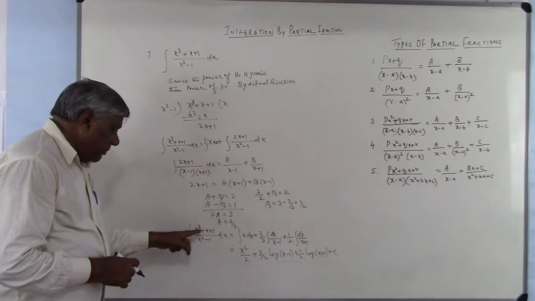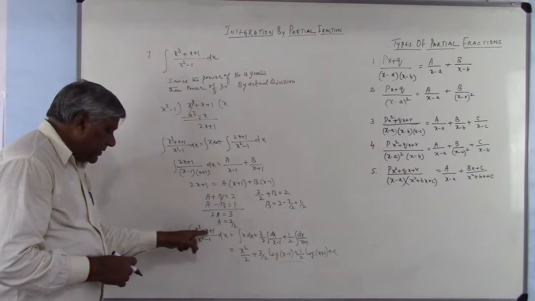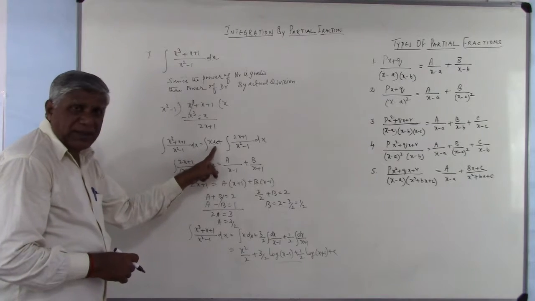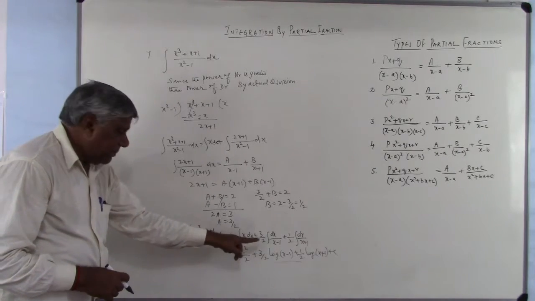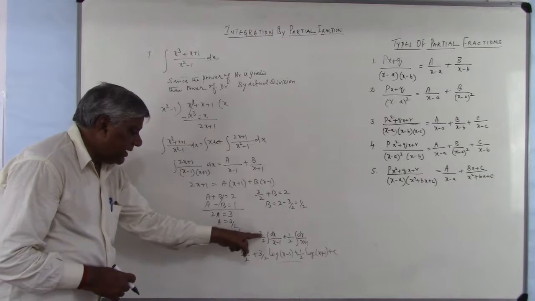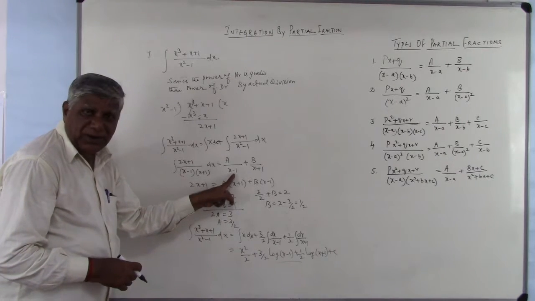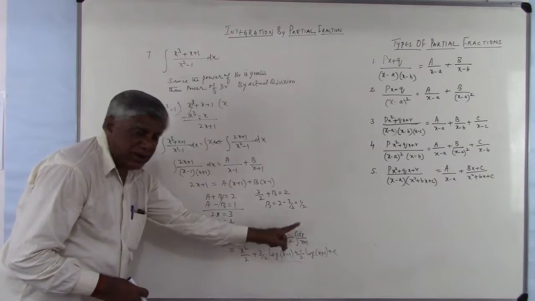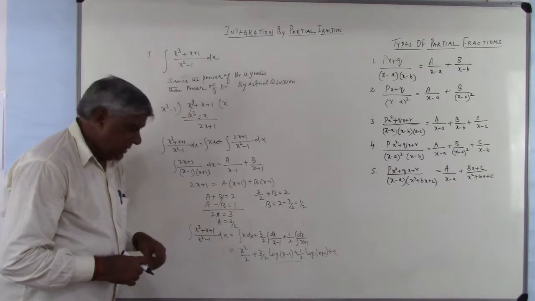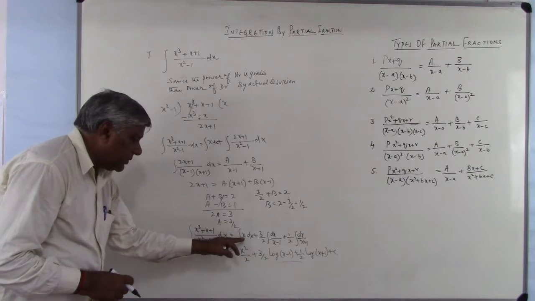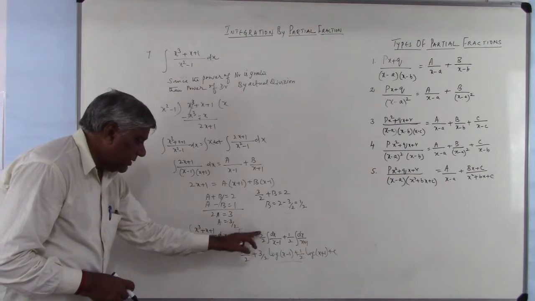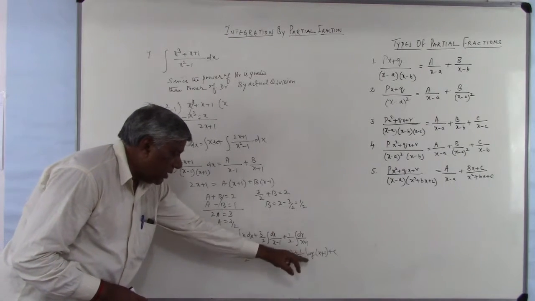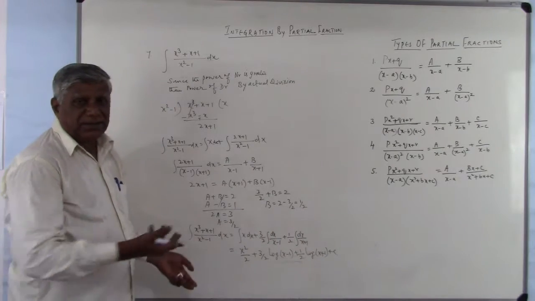So therefore your problem becomes like this. Integral x cube plus x plus 1 divided by x square minus 1 into dx becomes integral x into dx, what we have written here, plus A is 3 by 2 integral dx by x minus 1, plus what is the B value? Half integral dx by x plus 1. Now this is equal to x square by 2, integral x dx is x square by 2, plus 3 by 2 log of x minus 1, plus half log of x plus 1, plus c. That is the answer.